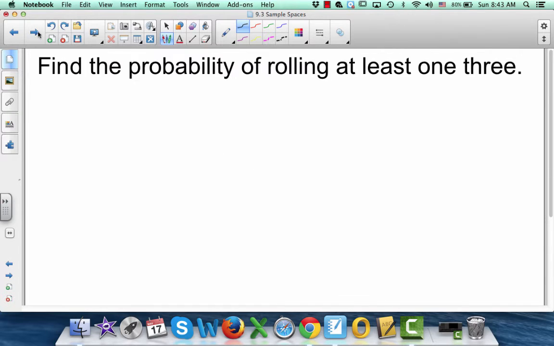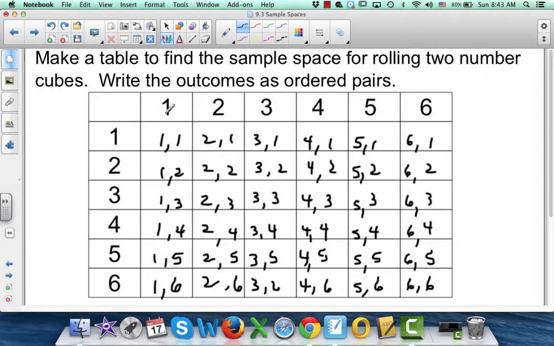Now let's go to the next slide here. It says find the probability of rolling at least 1 3. So we come back over here to the other side. How many possible outcomes do we have? We have 1, 2, 3, 4, 5, 6 by 1, 2, 3, 4, 5, 6. So we go 6 times 6. We have 36 possible outcomes.